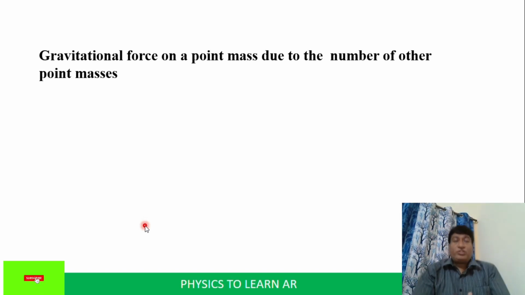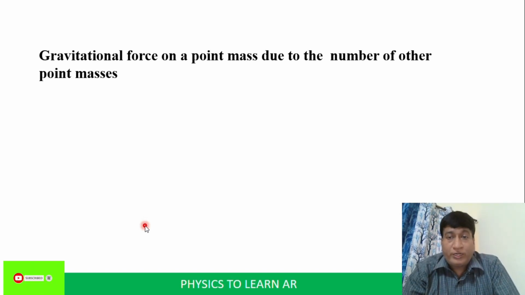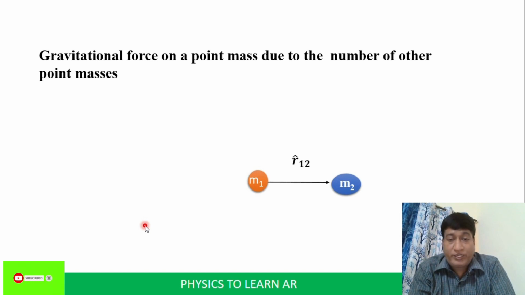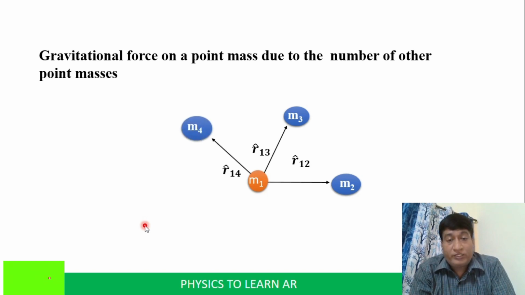Now, gravitational force on a point mass due to a number of other point masses. Here I am considering one body which has a mass m1, and another m2. They are separated by a small distance r12, and the unit vector is r12 cap. One more body I have taken, that mass is m3, and the distance between them is r13, denoted by r13 cap, then m4, like this, for n number of particles.